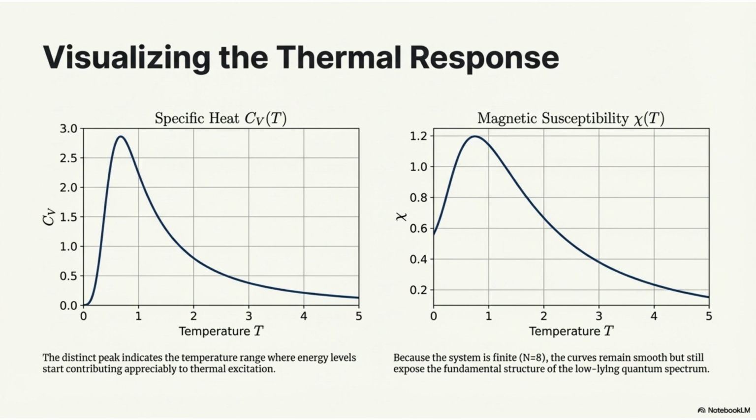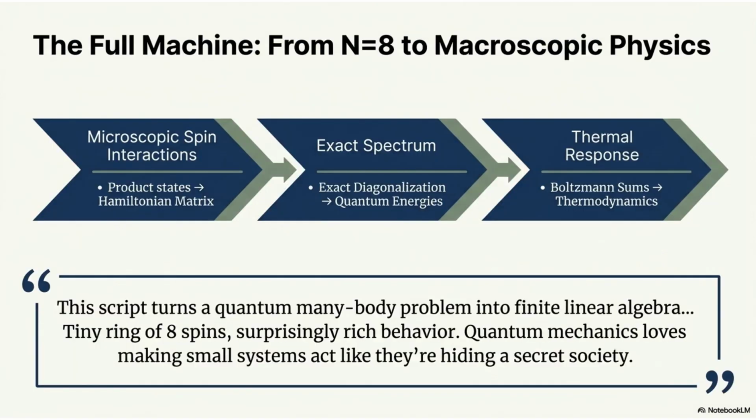Visualizing the thermal response shows distinct peaks for both the specific heat and magnetic susceptibility. These peaks indicate the temperature range where energy levels contribute appreciably to thermal excitation in the finite n equals 8 system. The full machine progresses from microscopic spin interactions to the exact spectrum via diagonalization, and finally to the thermal response using Boltzmann sums and thermodynamics. This turns a quantum problem into finite linear algebra.